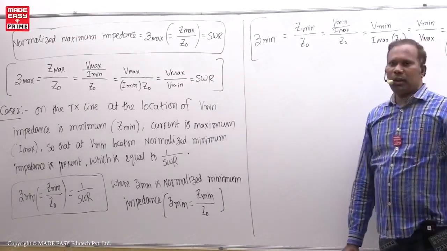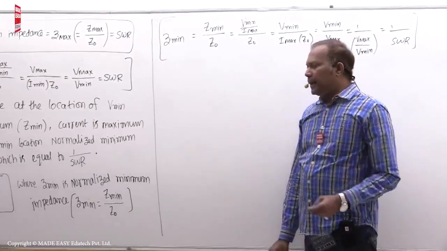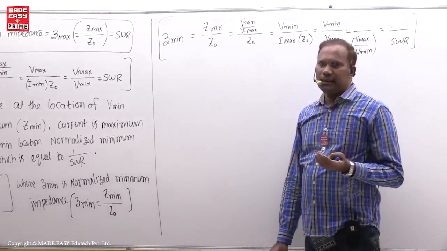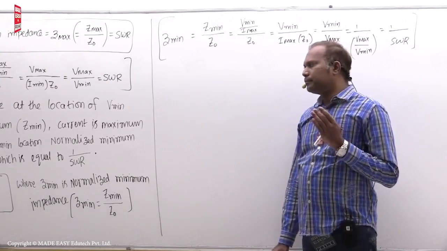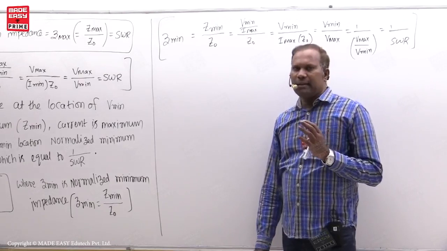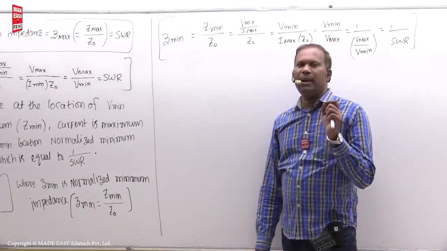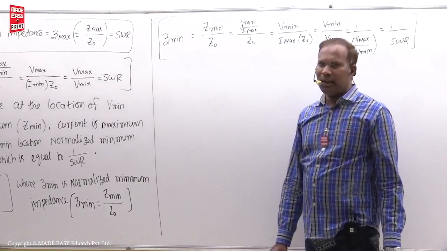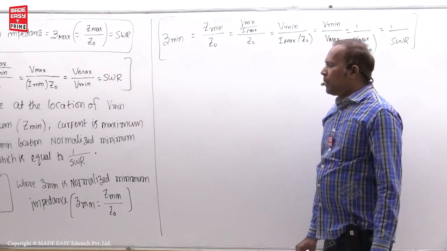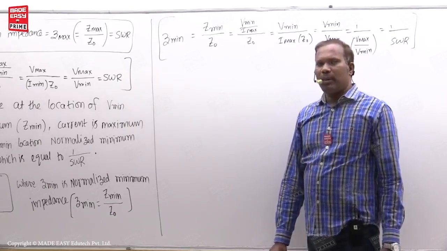Now the discussion is related to the distance from load end at which the first voltage minimum occurs. For that one formula is there, we will do the derivation, and after that you are going to remember that formula.